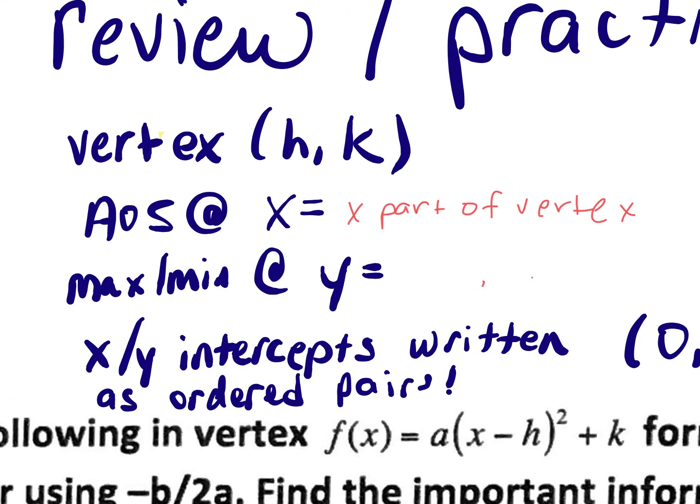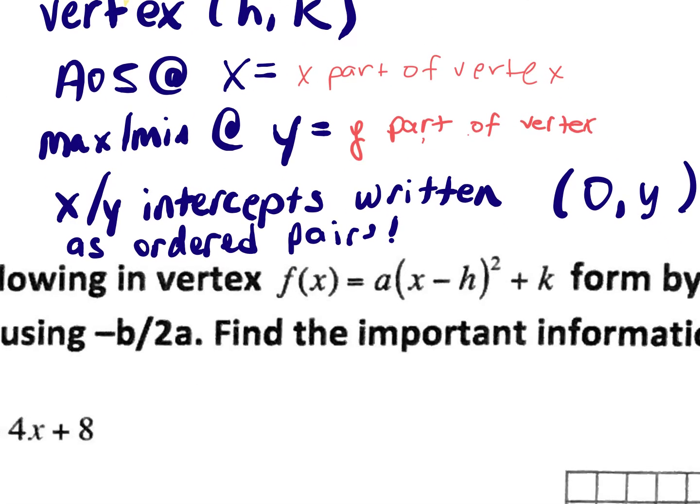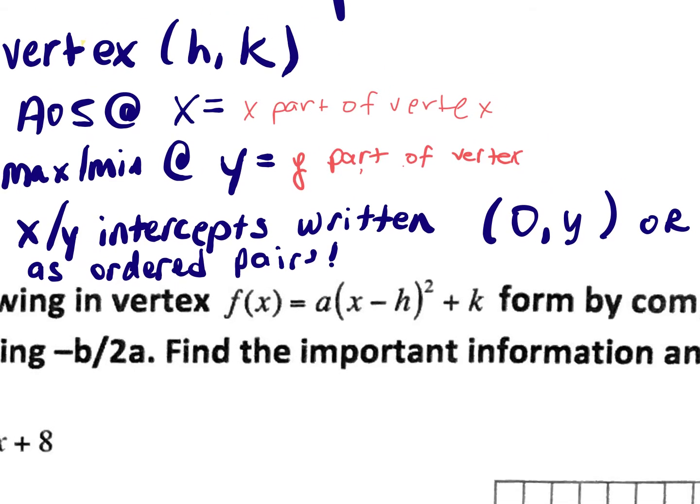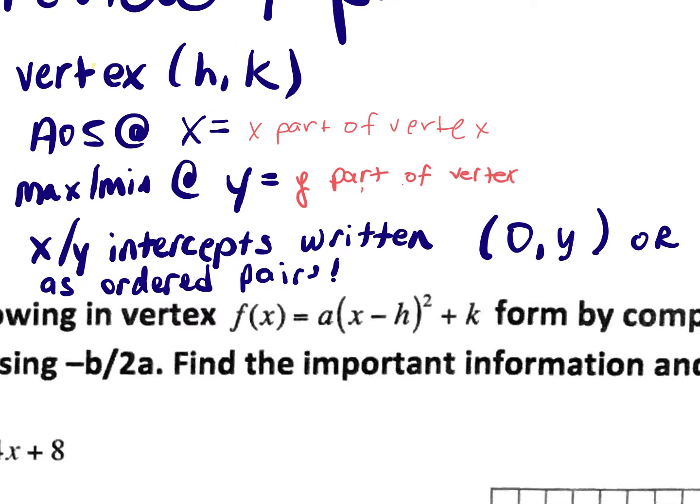When we talk about the maximum or minimum value, ladies, it's going to be at Y equals the Y part of your vertex. If you don't put X and Y, I'm taking points off. It has to be X equals and Y equals. When we talk about intercepts, you have to write them as ordered pairs. So 0, comma, whatever your Y is, or, I'm sorry, your X number, comma, 0.